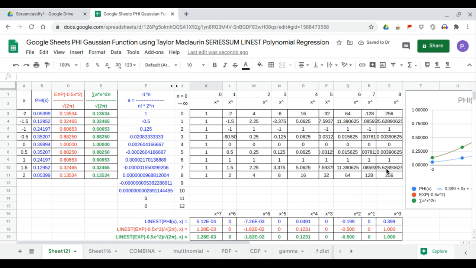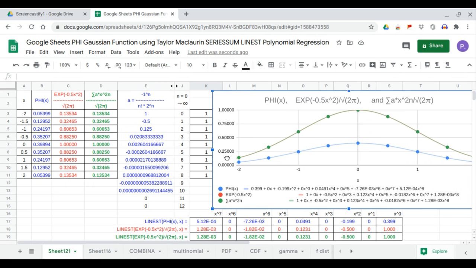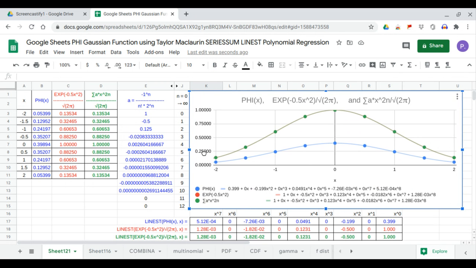Now that we have calculated the regression coefficients to compare with our trend line. The trend line coefficients, you have 1 on the Gaussian function, and this is 0.5, then 1.123, then 1 times 1.82 or 0.0182, and 1.28 times 10 to the minus 3 on the x to the 8.